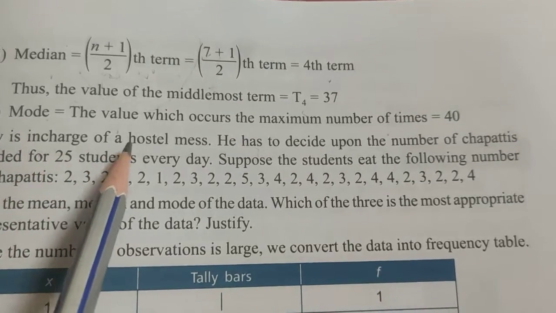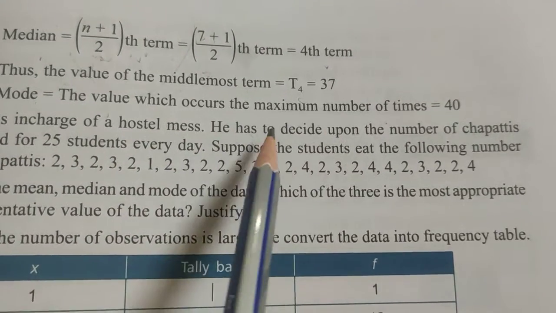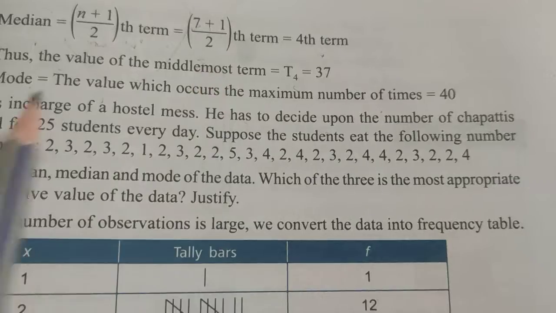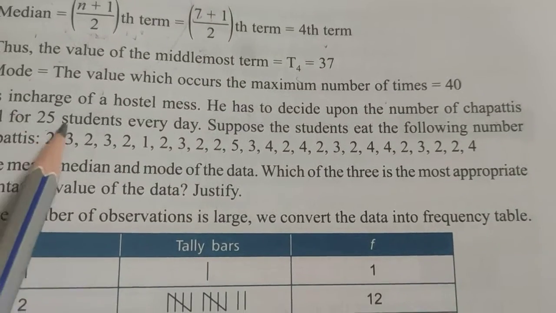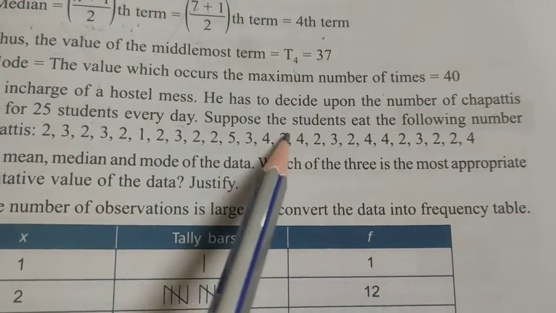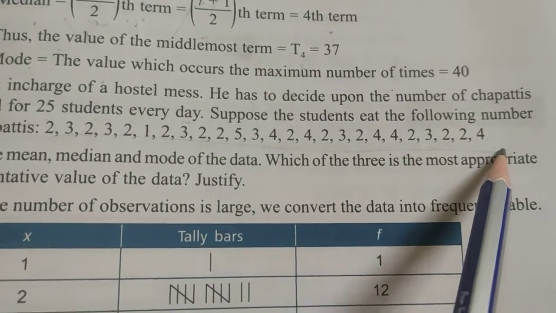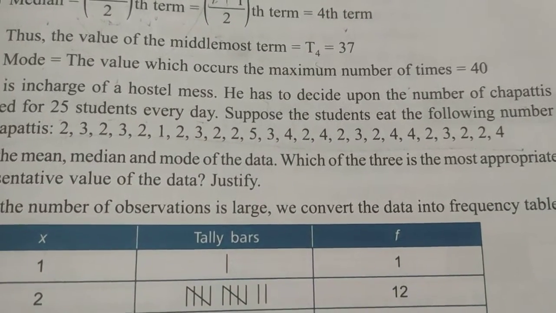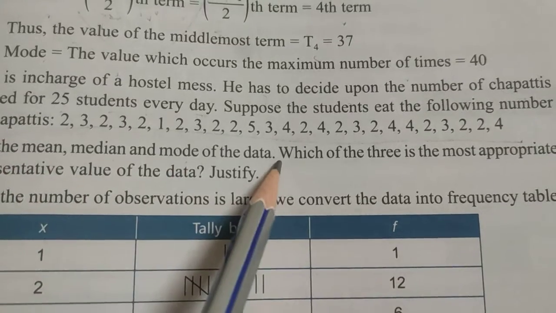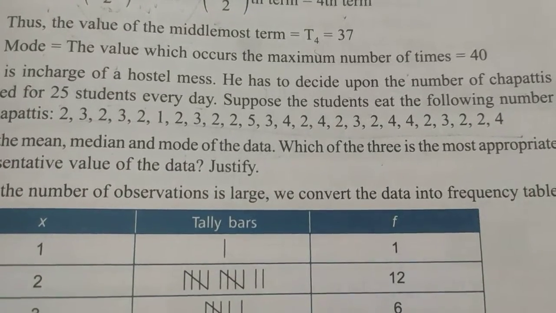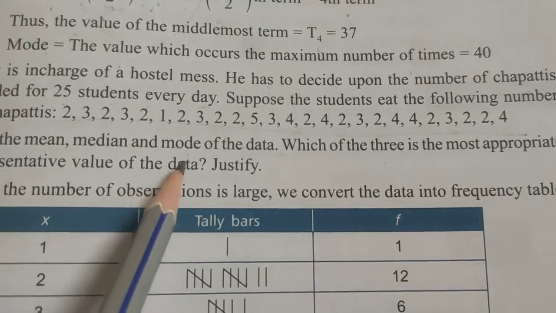Roy is in charge of a hotel mess. He has decided upon the number of chapatis needed for 25 students every day. Suppose the number of students eating the number of chapatis are this. This is the whole data given. Find the mean, median and mode of the data. Which of the three is most appropriate representative value of the data?